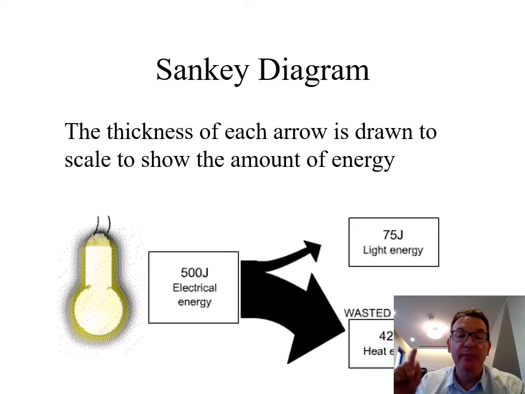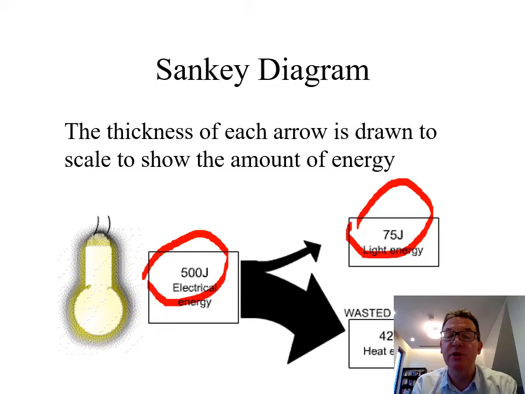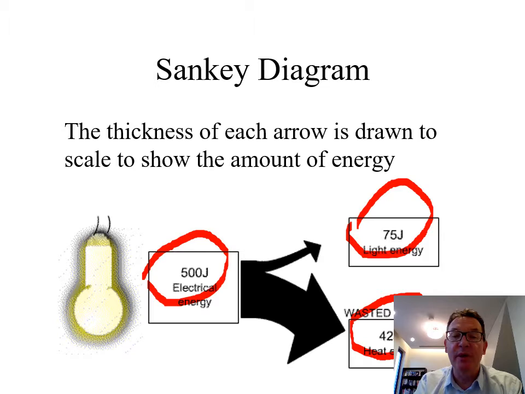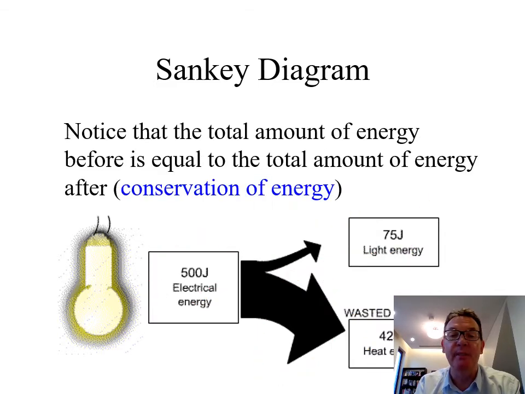As you can see here, if we put 500 joules of energy into this light bulb, only 75 joules is turned into light energy. 425 joules is turned into heat energy. So there's a thin arrow showing only a small amount of energy is turned into light, whereas a much bigger amount is turned into heat energy.